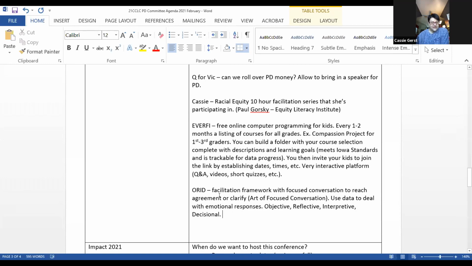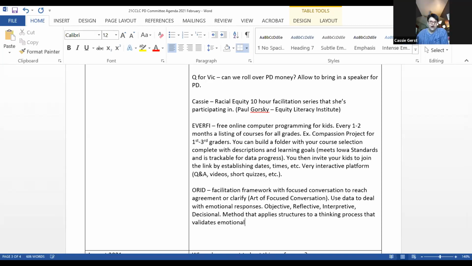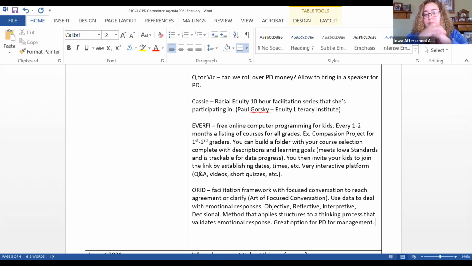So it is a method that applies structure to a thinking process and prevents conversations from drifting aimlessly. And it also validates people's emotional response to the topic that you're discussing. And right now, I think this is great for PD. I think this is great for all of our leaders, our directors, our site managers, because we're having different conversations and there's a lot of emotions going on in our society that bleed into your classrooms, that bleed into your staff discussions. I mean, Crystal and I started out our PD with one of those kinds of conversations.